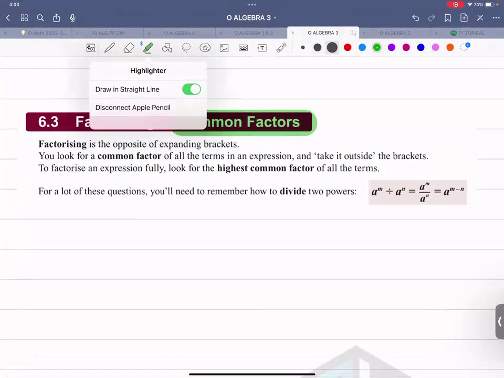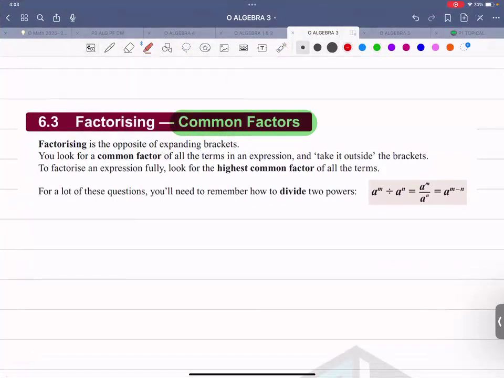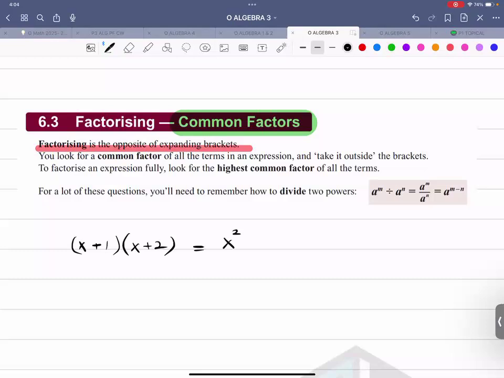So first of all, what is factorization? Factorizing is the opposite of expanding brackets. If you have two brackets, let me give you an example. x plus 1 into x plus 2. If I multiply it out, this is x squared plus 2x plus x plus 2. And this comes out to be x squared plus 3x plus 2.